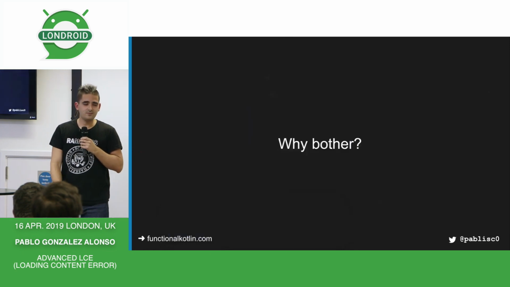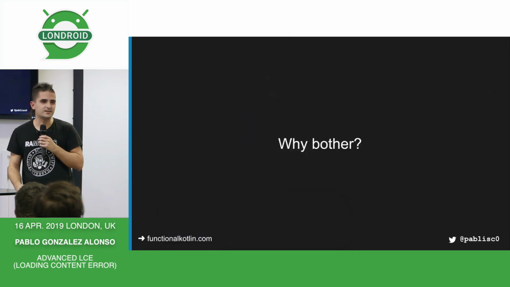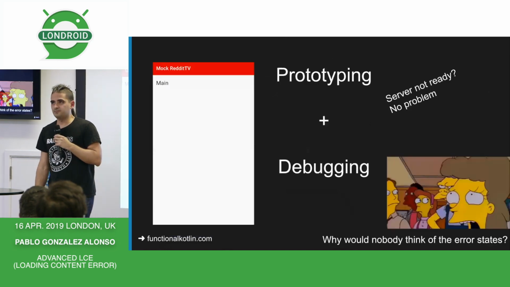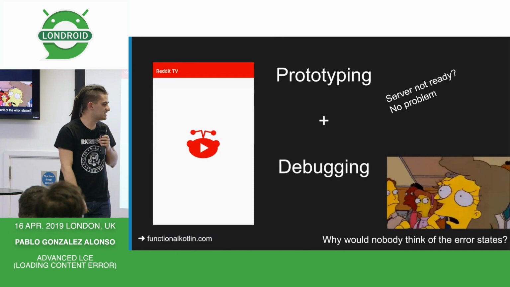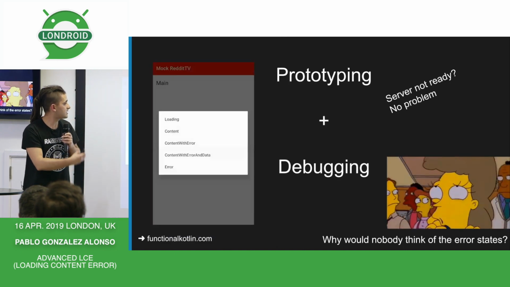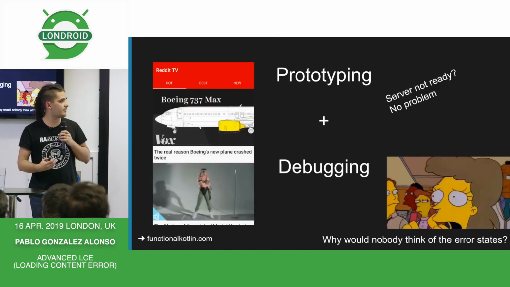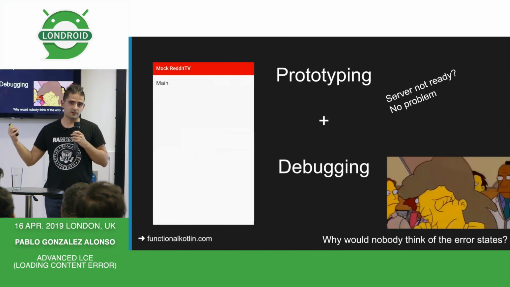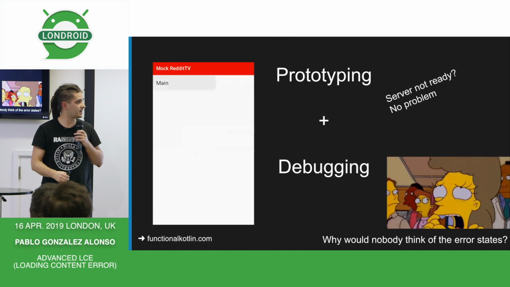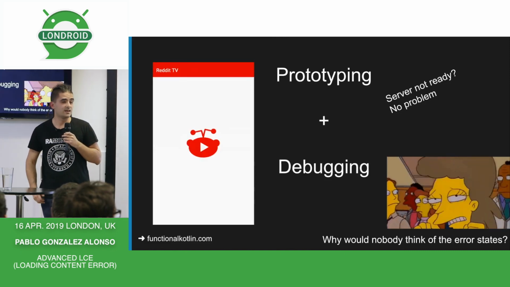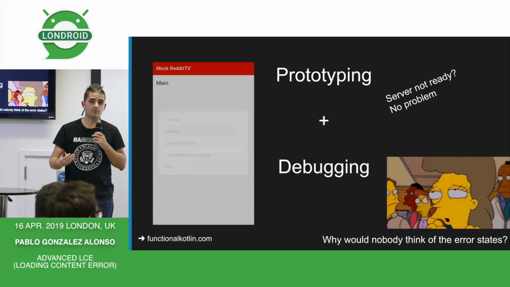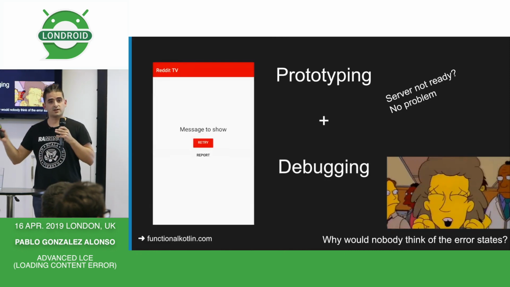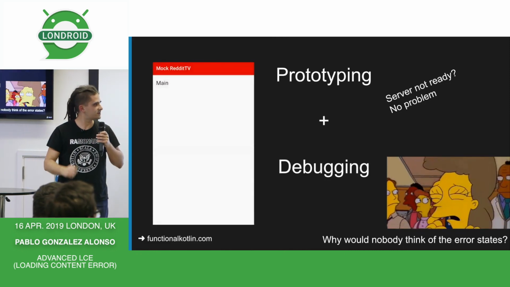So why bother? You might be asking yourselves, why bother doing all this? Well, for one, prototyping and debugging. Here's an example of how, by doing that, I was able to generate screens that actually take a fake state, which means that you can prototype rapidly, even if your server is not ready or the backend for the app is not ready. And also you can work in parallel, so yay, efficiency.